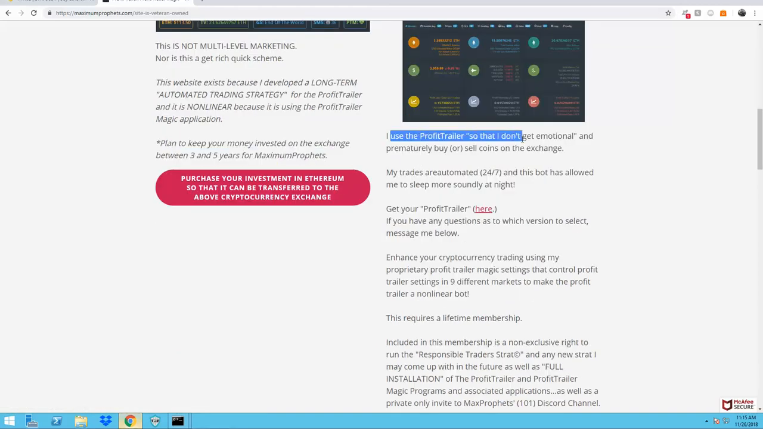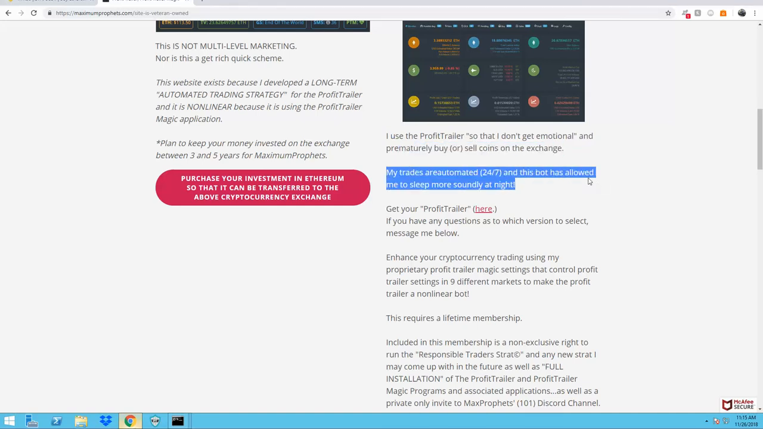I use the ProfitTrailer simply so that I don't get emotional and prematurely buy or sell a coin on the exchange. My trades are automated 24/7, and this bot has allowed me to sleep more soundly at night.